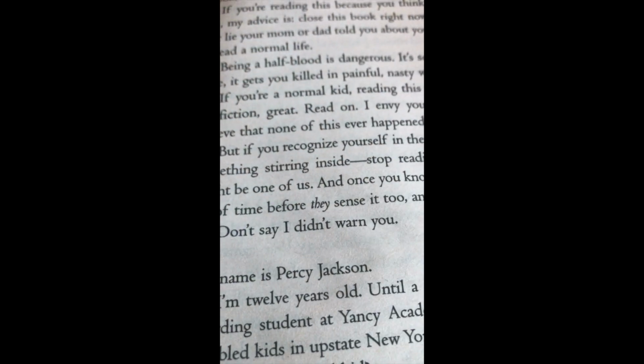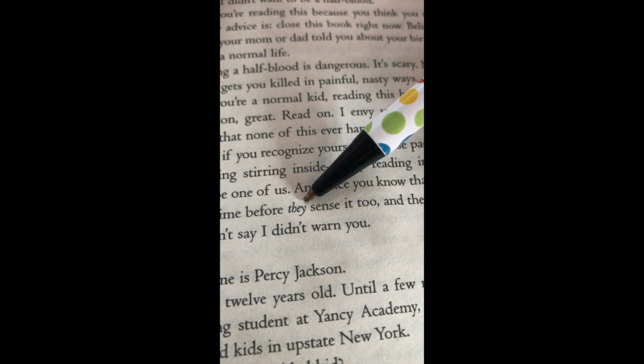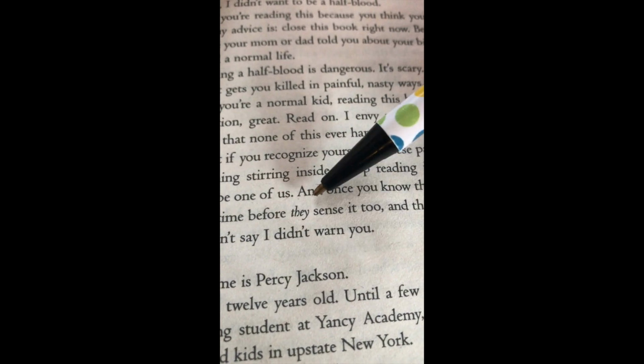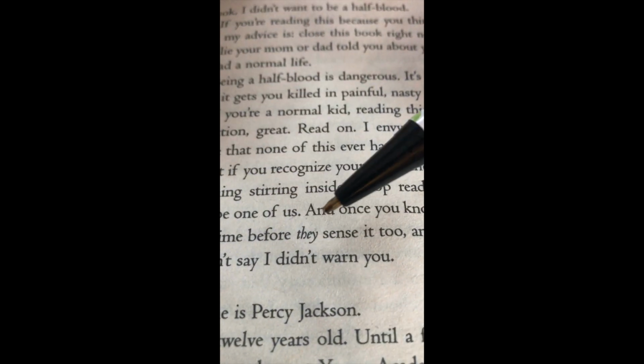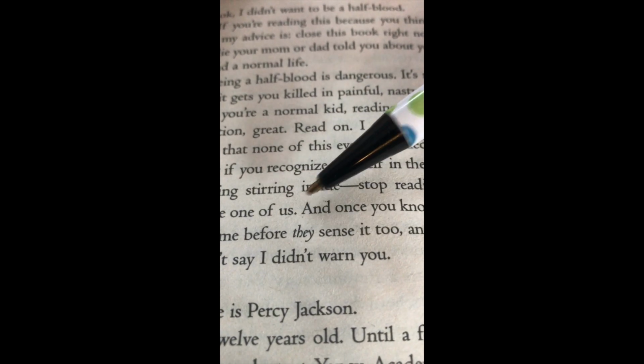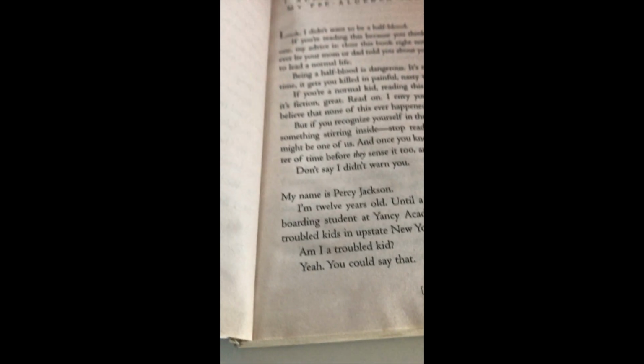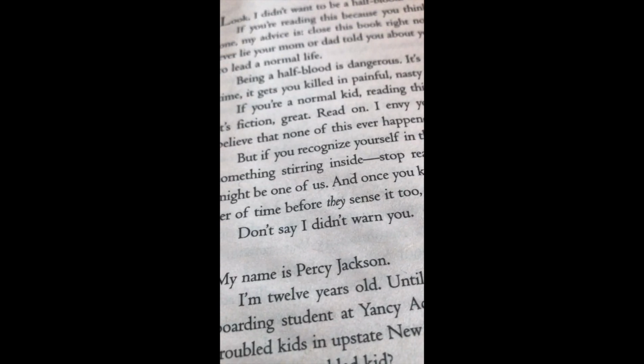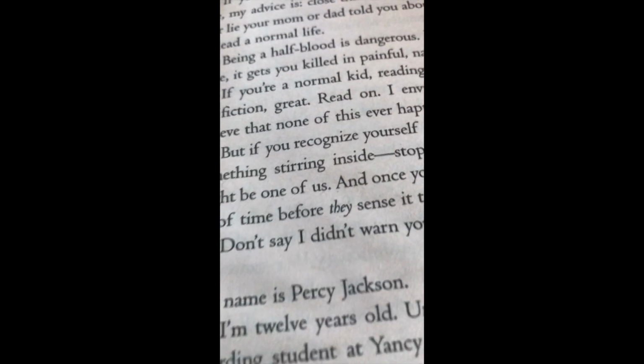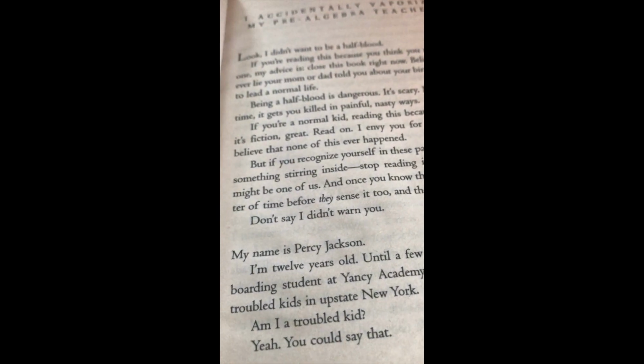Okay, there's another way that the author, Rick Riordan, is using suspense. Look at this. Italicized words. I didn't think of that before. All right? "Don't say I didn't warn you." Don't say I didn't warn you. That's like the biggest example of suspense I've ever seen in my life.